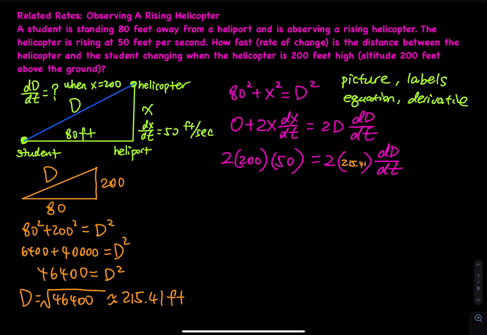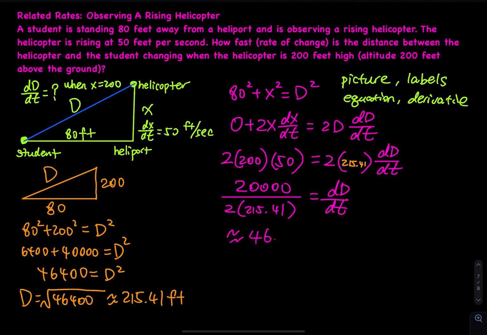All right, so let's solve for dD/dt. So 2 times 50 is equal to 100, right? And then 100 times 200 is equal to 20,000. And then 2 times that, I will just be lazy this time and just write out 215.41. So that is equal to dD/dt. So what is that equal to? Approximately 46.42 feet per second.